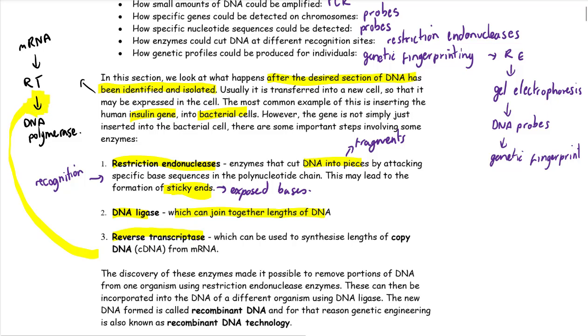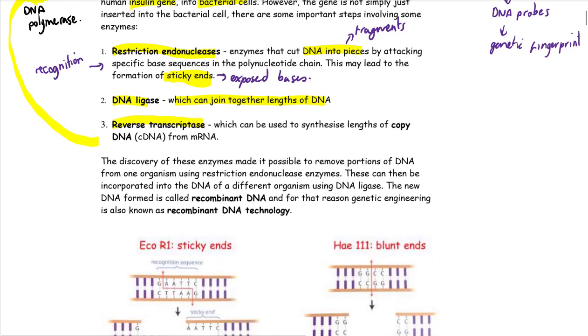This arrow is basically represented by the role of reverse transcriptase. Now, the discovery of these enzymes made it possible to remove portions of DNA from one organism using restriction endonuclease enzymes, and they can then be incorporated into the DNA of a different organism using DNA ligase. The new DNA is called recombinant DNA, and for that reason, genetic engineering is sometimes known as recombinant DNA technology. So it's basically where we're combining the DNA of two organisms.